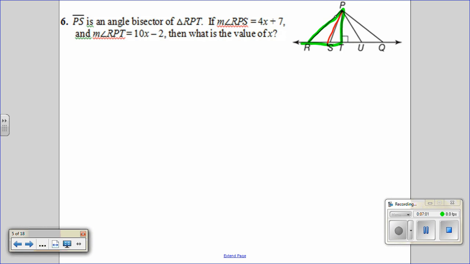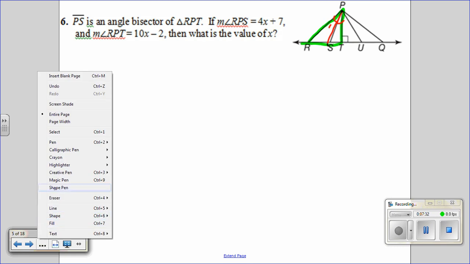PS is the angle bisector. That means RPS and SPT are the 2 congruent pieces. It says RPS is equal to 4x plus 7. So that's this one right here. I'm going to call it also 1. RPT, the much larger angle, is 10x minus 2. What is the value of x?